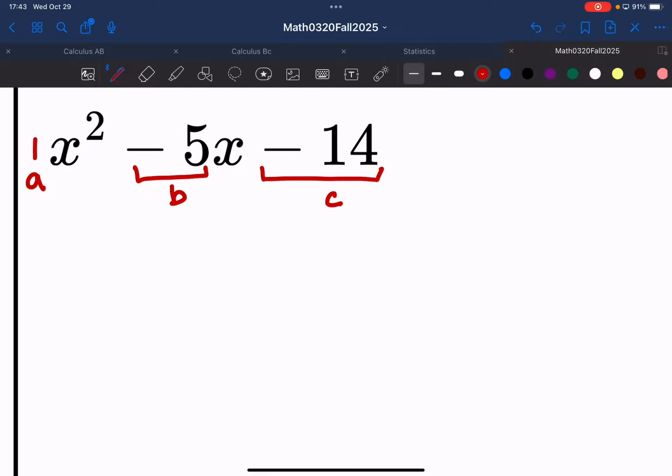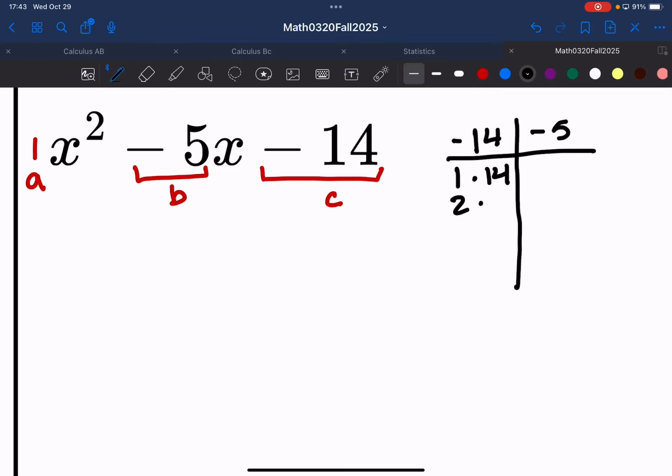Okay. And then I write my c value, which is -14. And then I write my b value, which is -5. And I'm trying to find two numbers that will multiply to -14, but add to -5. So first, I think, okay, what are the factors or the numbers that multiply to 14? So I have 1 times 14. Any others? 2 times 7. I think those are the only two. Okay, and since it's a -14, we have to give the negative to one of those values and then add.